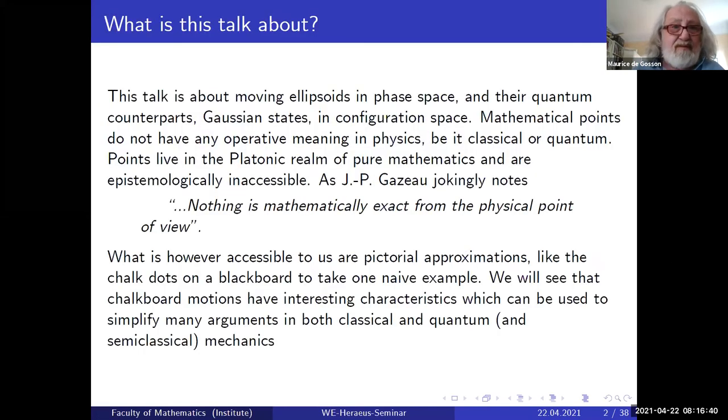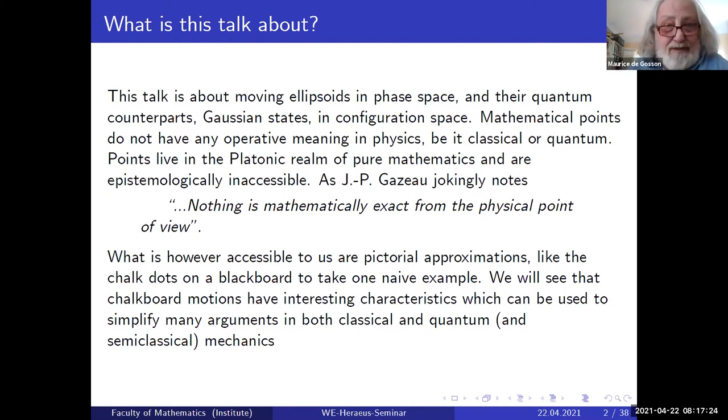So this talk is about moving ellipsoids in phase space, or ellipses in phase plane in a more particular setting, and their quantum counterparts, which are Gaussian states in configuration space. So the main remark is that mathematical points do not have any operative meaning in physics, be it classical or quantum. Points live in a realm of pure mathematics and are epistemologically inaccessible. As my colleague and friend Jean-Pierre Gazeau notes, nothing is mathematically exact from the physical point of view. Well, I find it's more or less true, but of course this can be discussed. I'm not a philosopher of science here.